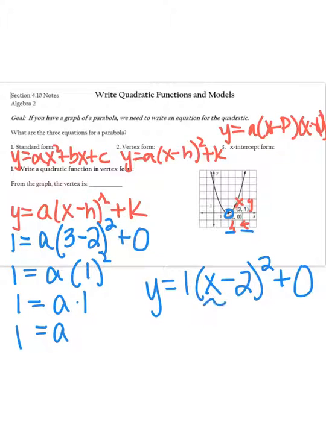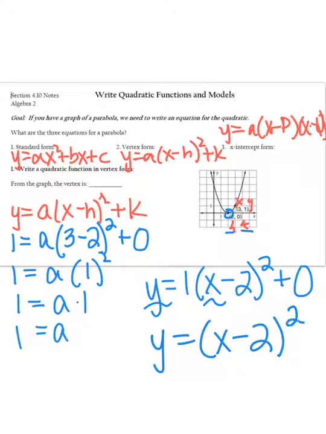So I knew I wanted to leave my x and my y in there because a general equation has an x and a y. But now I need to do a little simplifying because this 1 on the front right here, well, 1 times anything is itself, so we don't need the 1. And adding 0 keeps the same exact equation as well, so we don't need that there either. So our simplified form would be y equals (x minus 2), the quantity squared.